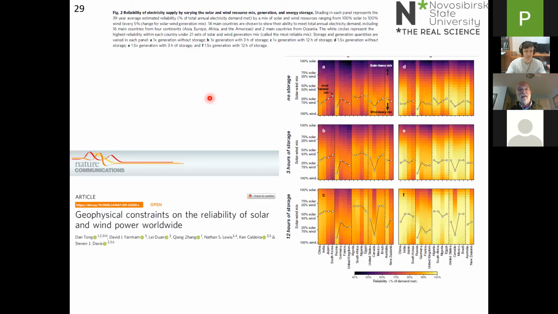Okay, I think this is the last slide of the presentation, and it's a very interesting one because it talks about what they call geophysical constraints on the reliability of solar and wind power. So they're going back to the issue of dealing with these renewable energy technologies that are essentially intermittent. How do you deal with it with a combination of wind and solar power and possibly storage or no storage?